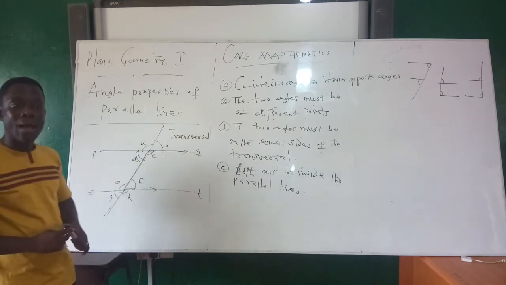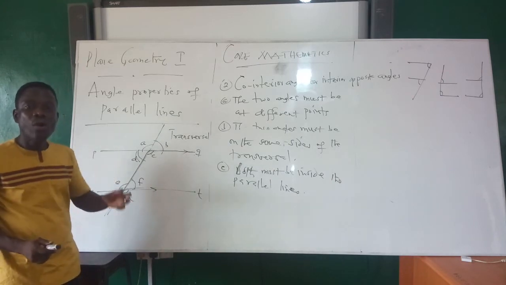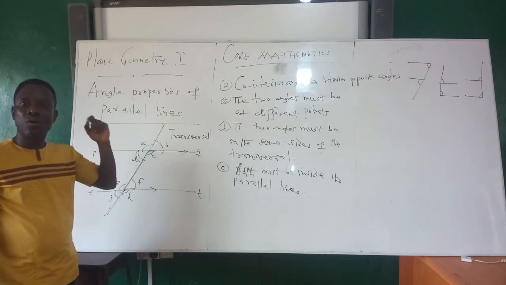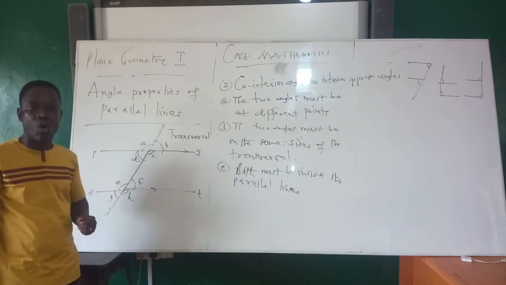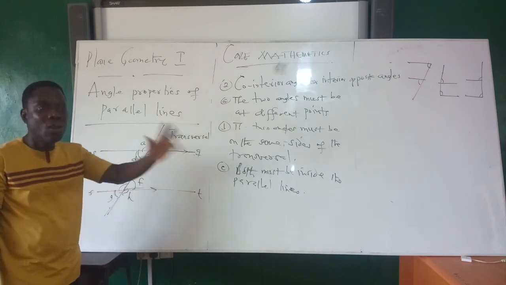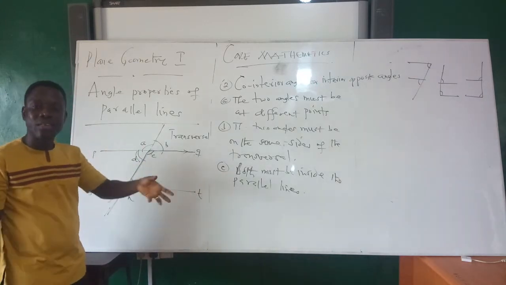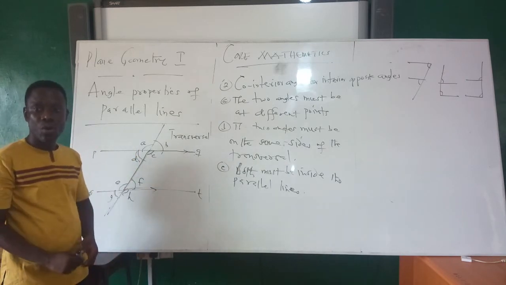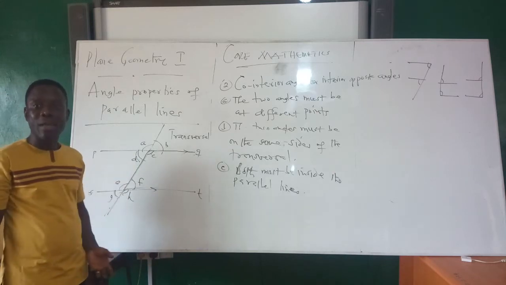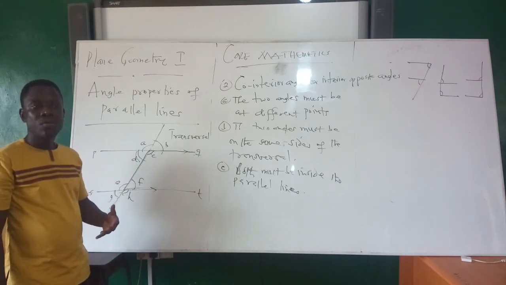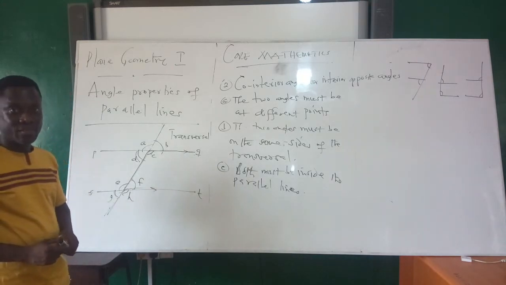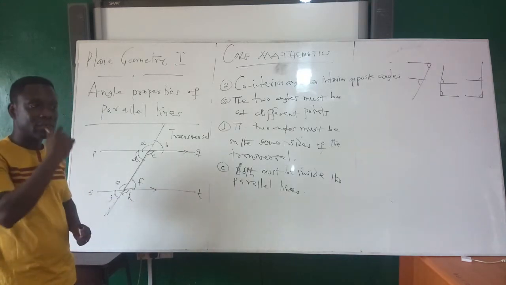Now, what is the property around co-interior angles? Remember, and I must emphasize here, co-interior angles, unlike corresponding angles and alternate angles, are not equal. Please take note of that. But we say that co-interior angles are supplementary, or simply that co-interior angles sum up to 180 degrees. So that is the property around co-interior angles.